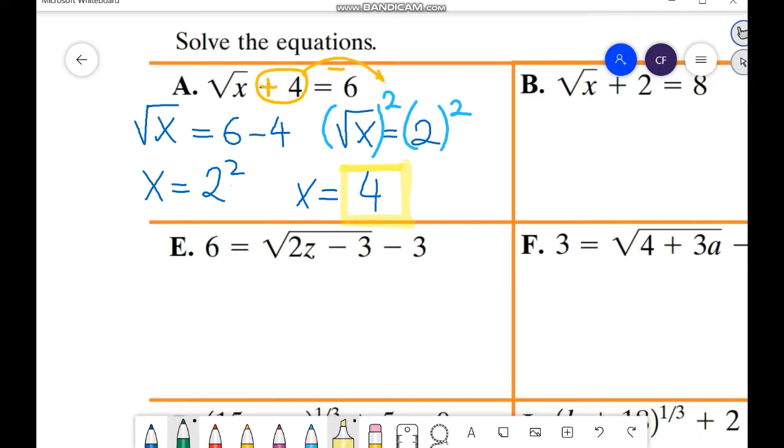Now try to solve the other questions. Give me 1 minute, I'm going to check attendance, and after that we can work together.